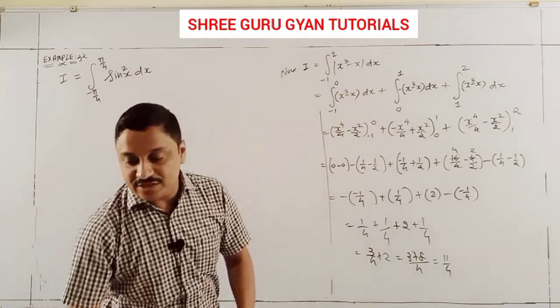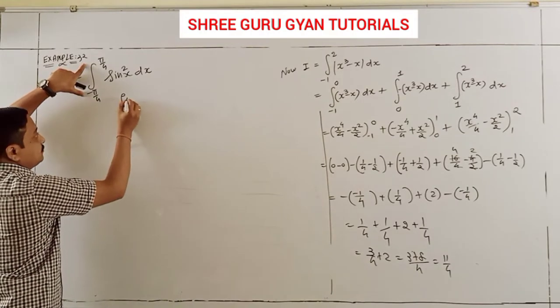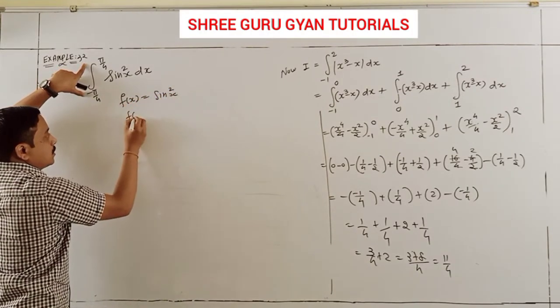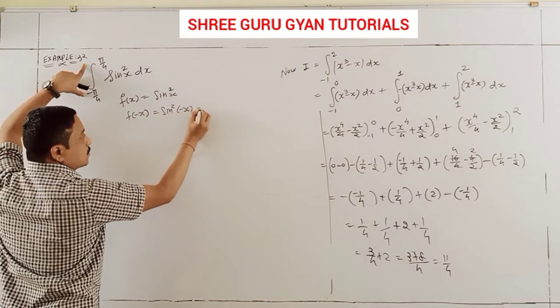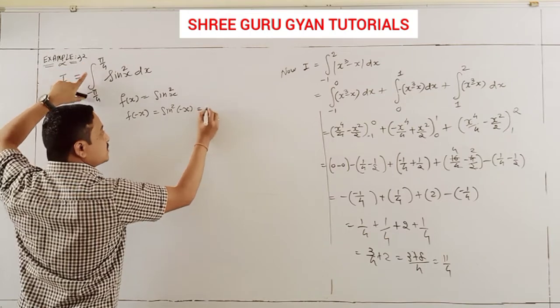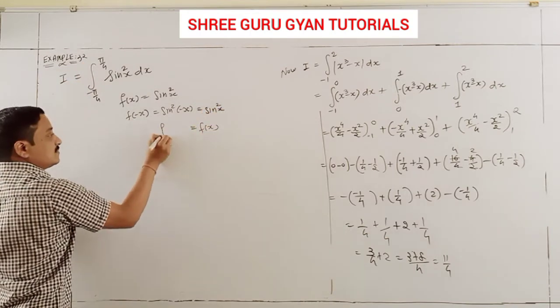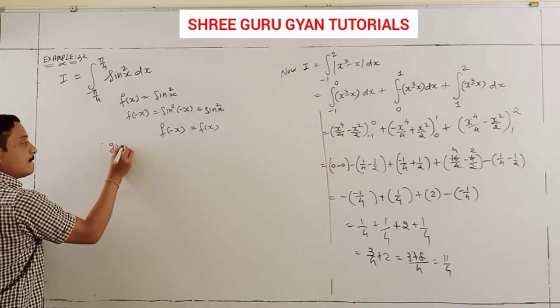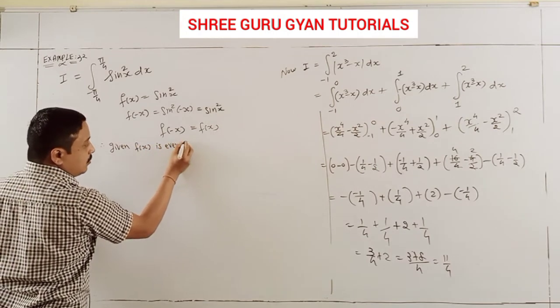Here also, students, minus a to a is related to our 8th theorem. You check first whether the given function is odd or even. Just replace x with minus x. It is minus square, it means plus, and it is f(x). It means the given f(x) is an even function.